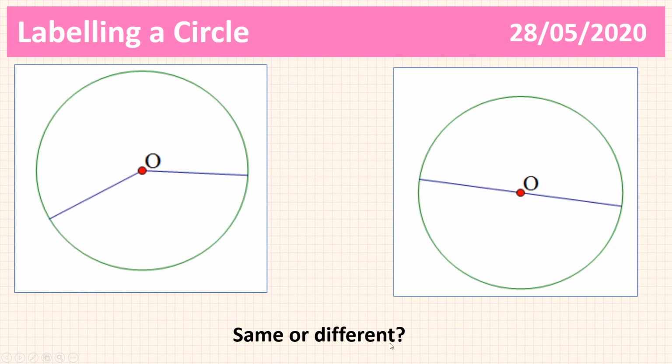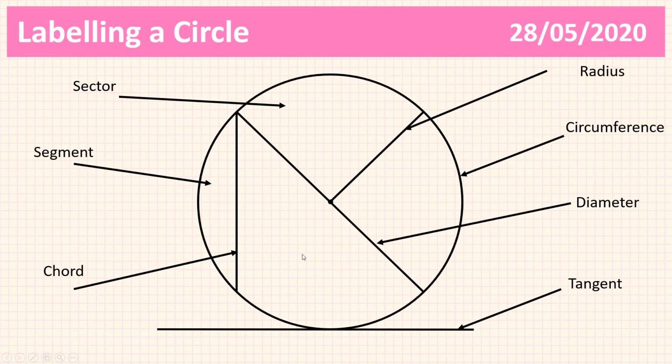Now, hopefully that's helped and you can label a circle. But before we finish, I'd just like to summarize what we learned in this lesson. So here's a diagram we had at the beginning of the lesson, but now I've filled in the names of all the different parts of the circle. Now you can just pause the video, screen grab this so you have it.